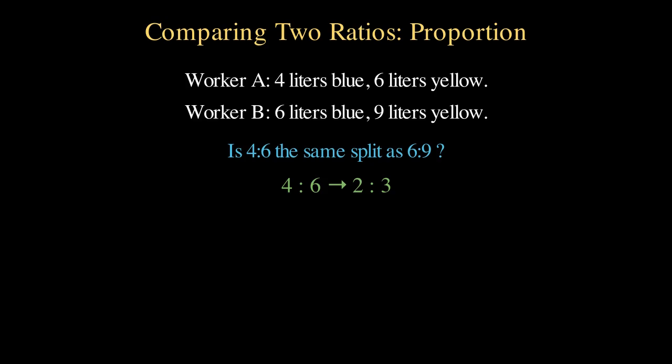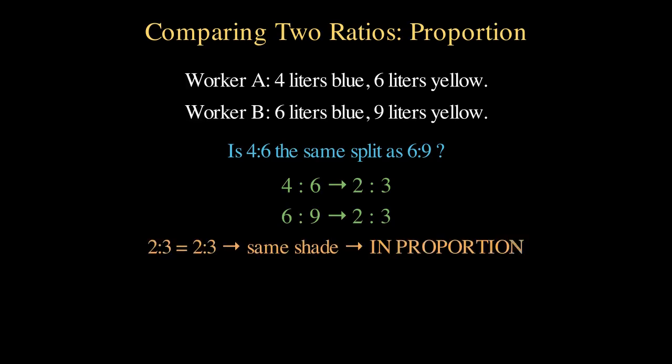4 to 6 shares a common measure of 2, so it shrinks to 2 to 3. 6 to 9 shares a common measure of 3, so it also shrinks down to 2 to 3. Both batches shrink down to the exact same 2 to 3 split, so yes, they really are the same shade, and that matching is what we call 2 ratios being in proportion.